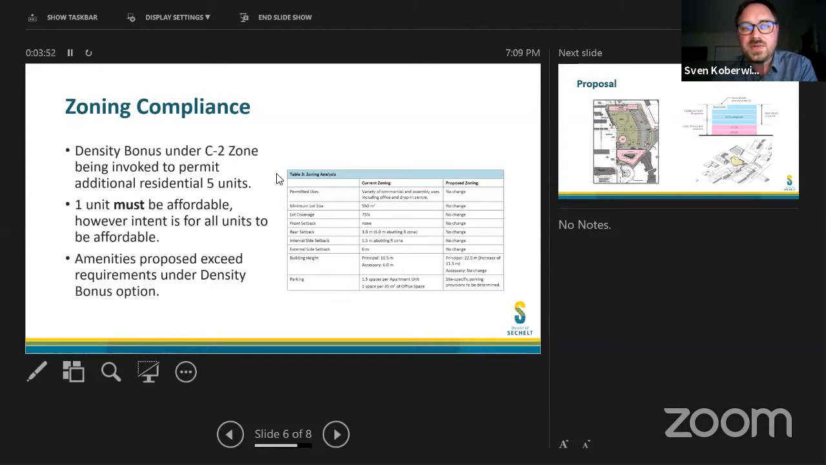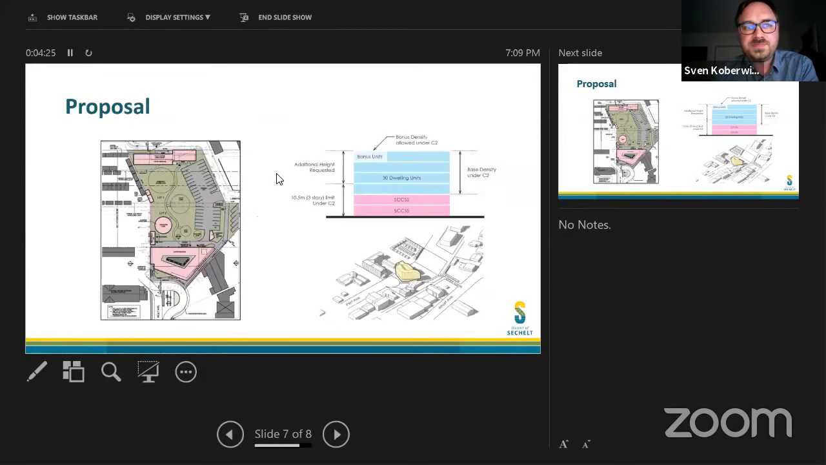The applicant is invoking the density bonusing provisions in the C2 zone for an additional 5 units above what the base density is permitted. 20% of that increase in density must be affordable, which would work out to 1 unit. However, in this case, the proposal is inherently tied to affordable housing, and it's proposed that all the units would meet the affordable housing criteria. So the amenities that are currently proposed far exceed what the requirement would be under the density bonusing option.